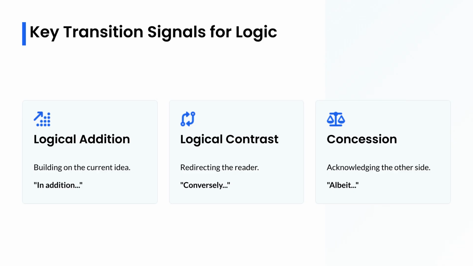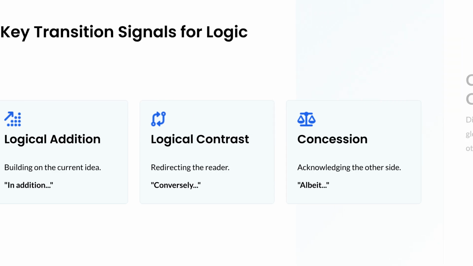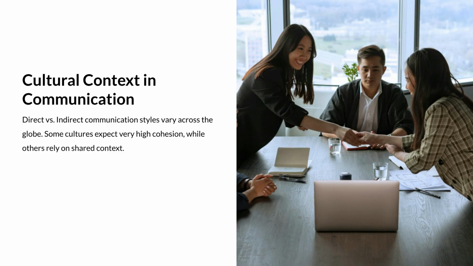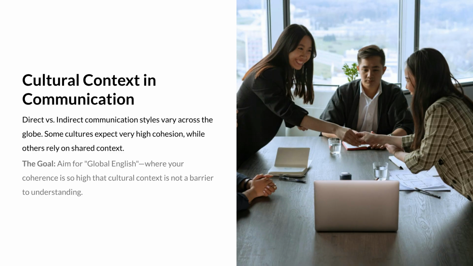These signals guide the reader through your thought process, indicating logical addition, logical contrast, or concession to an alternative viewpoint. Communication styles vary globally. While some cultures use shared context, the goal of global English is to create such high coherence that cultural context is not needed for full understanding.